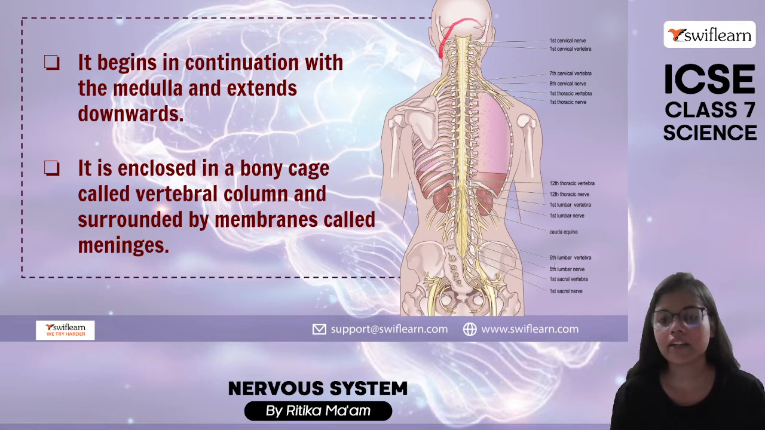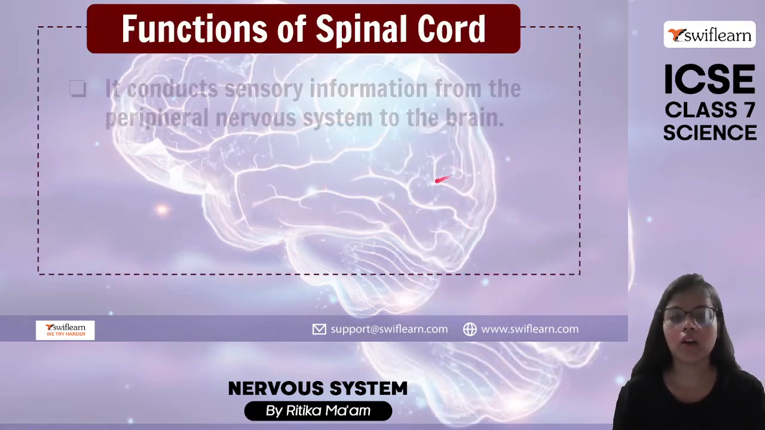So here it connects the brain to various parts of the body, right? It begins in continuation with medulla. So here it begins and it extends downwards, and it is covered by this bony cage which is known as vertebral column, and it is surrounded by the membranes which are known as meninges. So it is protected by the vertebral column.